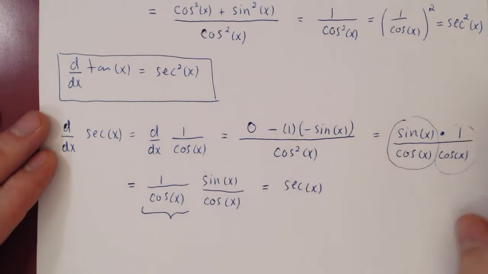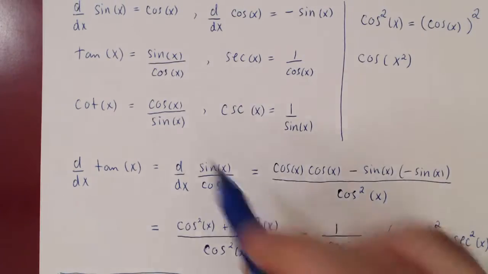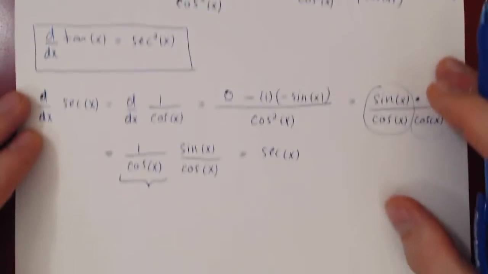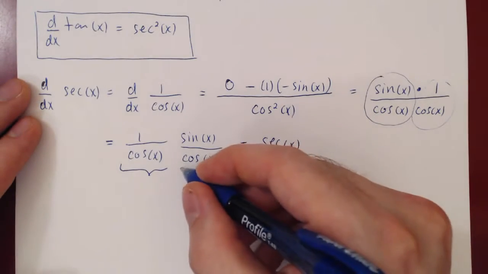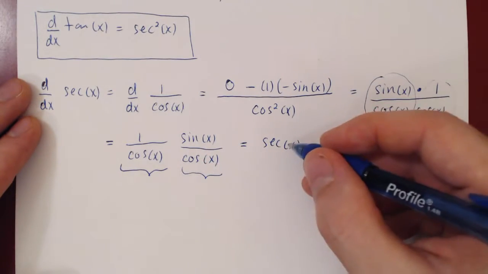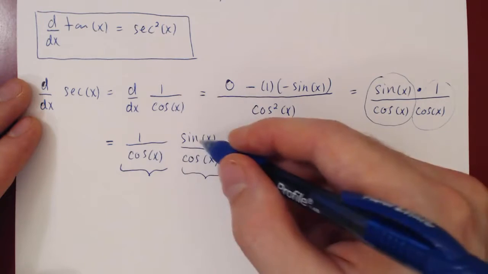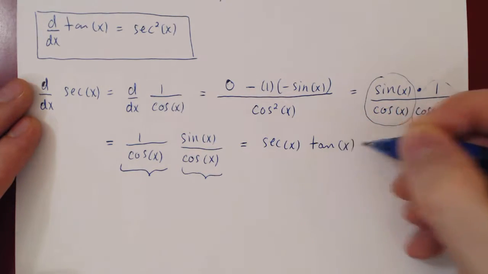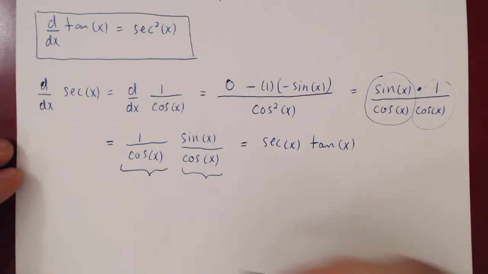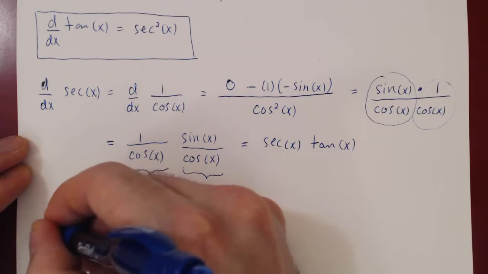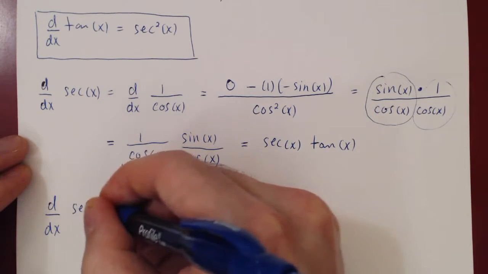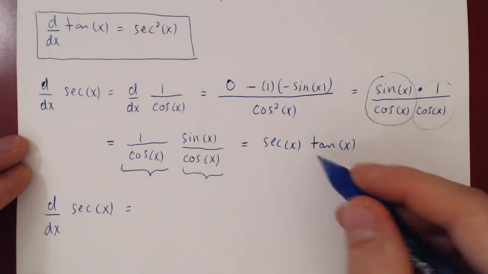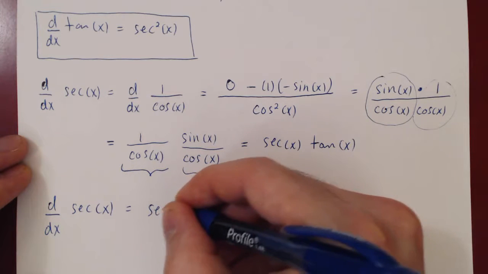And sine of x over cos of x, if you remember, sine of x over cos of x is tangent of x. So all we have is secant of x times tangent of x. And that is the derivative of secant of x. The derivative of secant of x is the function itself times tangent of x.